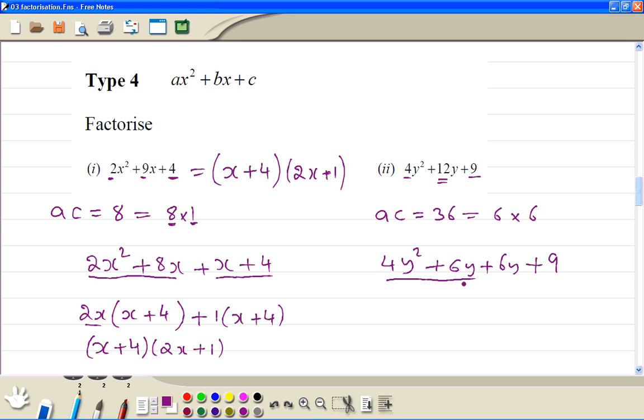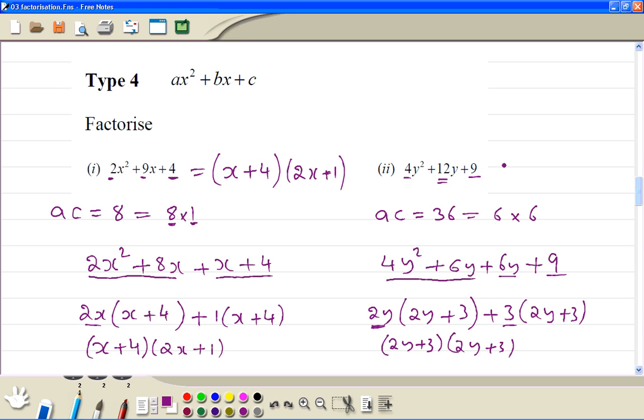Now the common factor here is 2y, so 2y plus 3 in the bracket. The common factor here is 3, so we get 2y plus 3. Then we have 2y plus 3 as a common factor times 2y plus 3. So this is equal to 2y plus 3 times the same thing, so we can just write it squared.